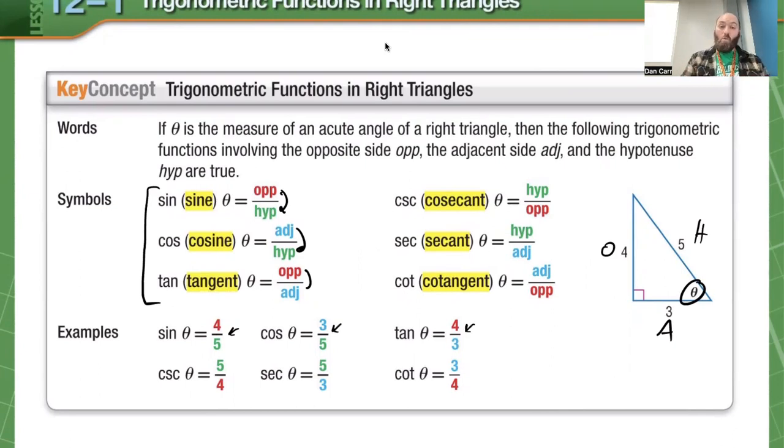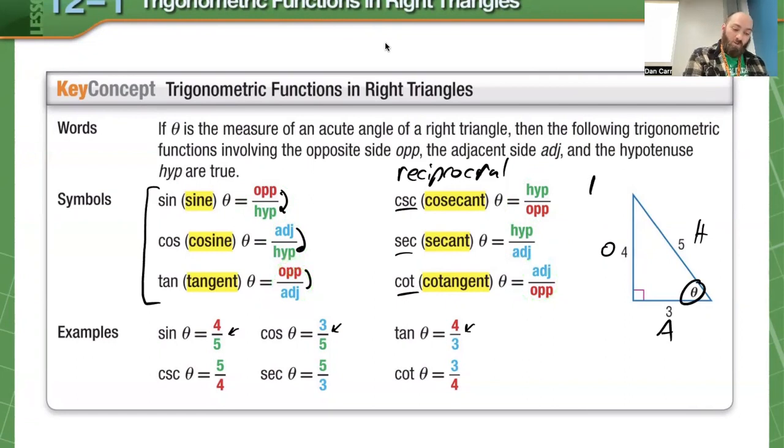Okay, three new ones are what's called the reciprocal trig ratios, and that is cosecant, secant, and cotangent. You see how they're abbreviated as CSC, SEC, and COT. They're called the reciprocal ones because if you notice, we have opposite over hypotenuse here, hypotenuse over opposite, adjacent over hypotenuse, hypotenuse over adjacent, and opposite over adjacent, adjacent over opposite. So we're getting reciprocals of each of these.